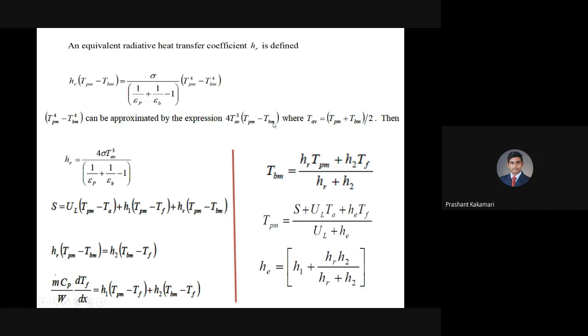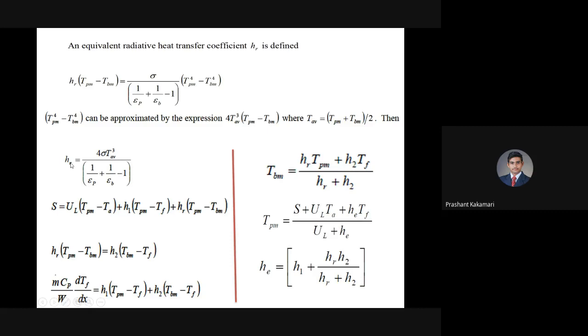So in place of all these equations, considering T pm minus T bm as a separate term, we can substitute HR equal to sigma into T pm raised to 3 minus T bm raised to 3 divided by 1 by epsilon P plus 1 by epsilon B minus 1. After simplification, we can write HR as 4 sigma T average raised to 3 divided by 1 by epsilon P plus 1 by epsilon B minus 1. So this is taken just to simplify.